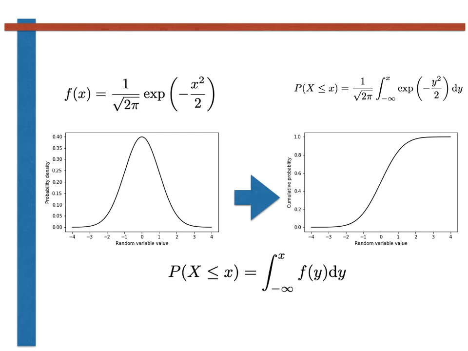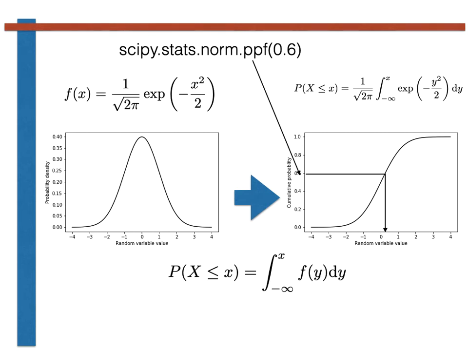Now that we have introduced the error function, we are in a position to understand the Python command that was introduced on the previous slide. Let's suppose that we call SciPy stats norm ppf with the argument 0.6. This command tells Python to look for the value of x for which the error function is equal to 0.6, as is illustrated here.